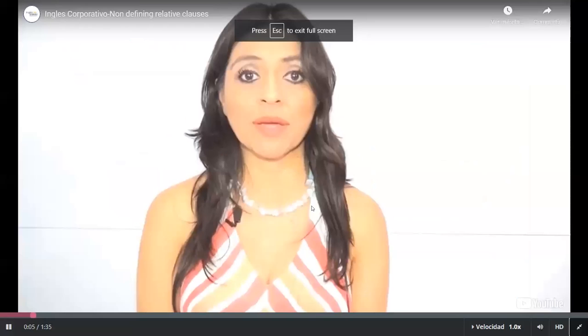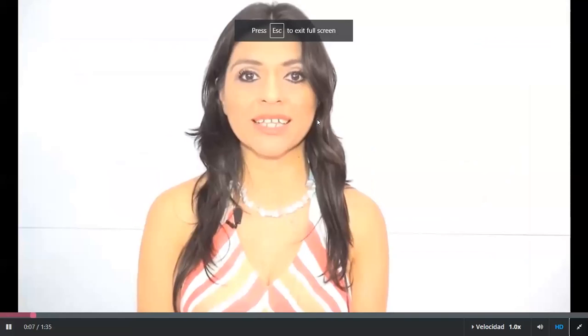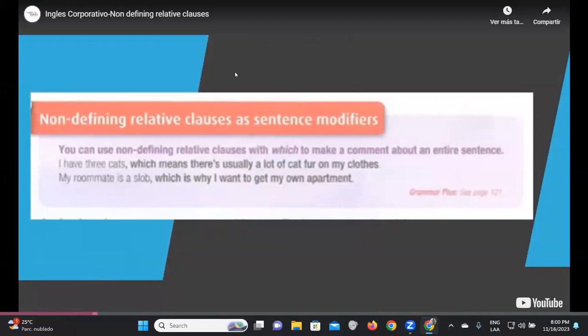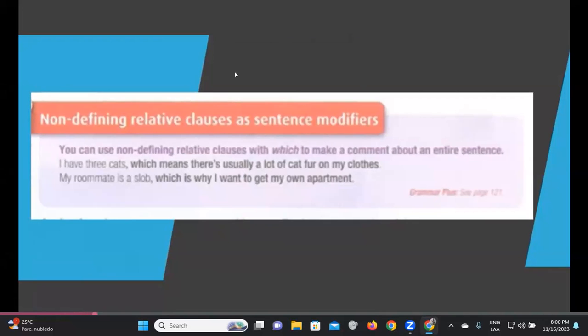Which means you're a step closer to completing your English course. Pay attention to the last topic: non-defining relative clauses as sentence modifiers. You can use non-defining relative clauses with which to make a comment about an entire sentence.